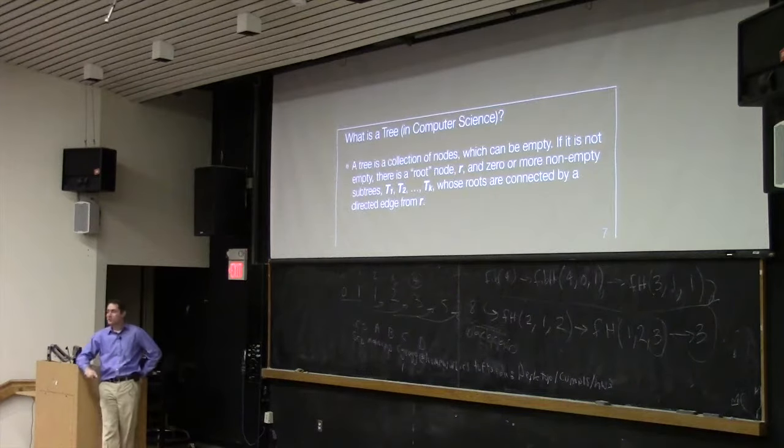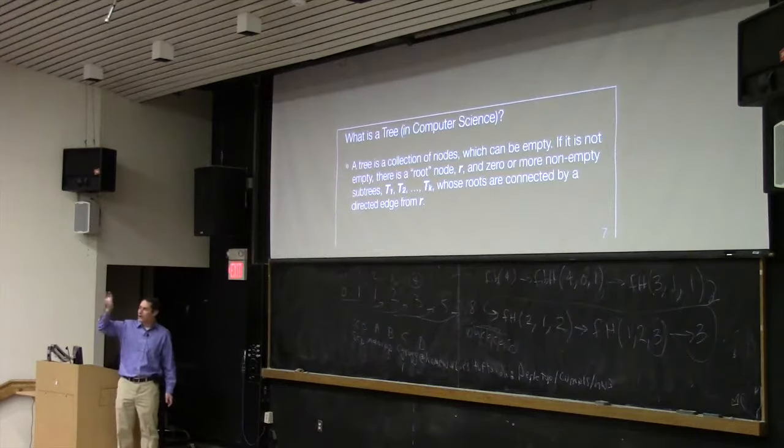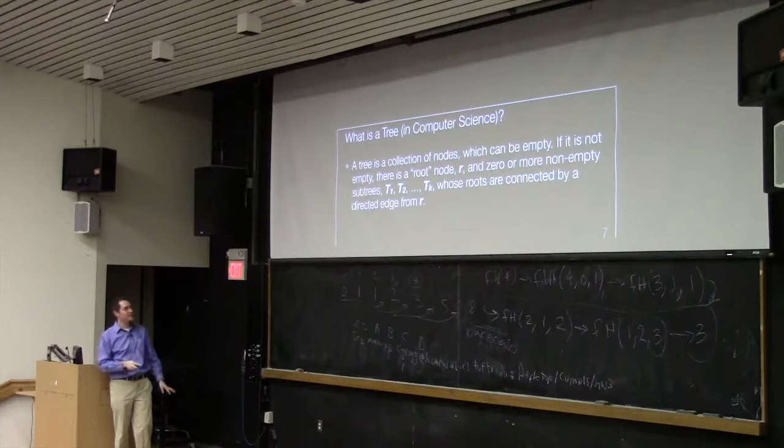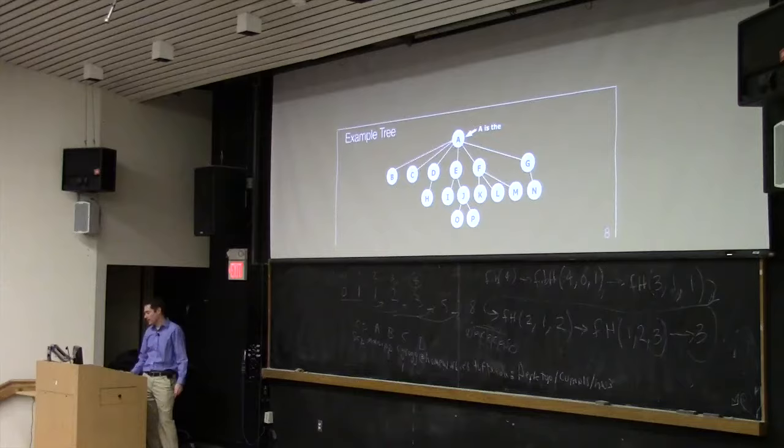But if it's not empty, there's this one node called the root. Okay? And this is why the original picture is kind of upside down from what we're doing. One node in a tree is called the root, and everything else emanates from the root. Okay? The root can have zero or more non-empty subtrees. So you can have a tree with a root and then subtrees coming off of that. I will show this to you in pictures in a second, and you'll know what I'm talking about. Okay? And we connect the root to the subtrees by these things called edges from the root. Okay? It's a lot of words to say the following picture.